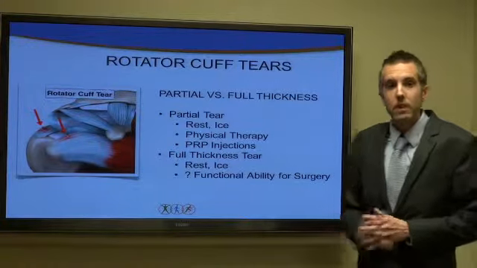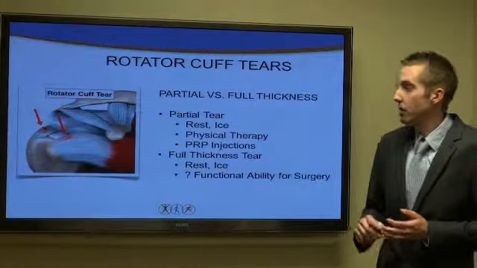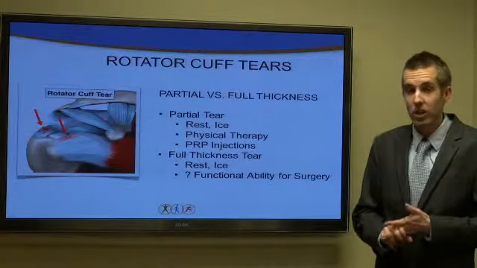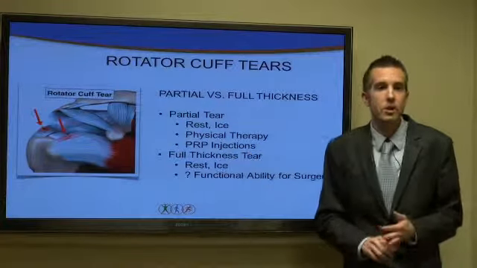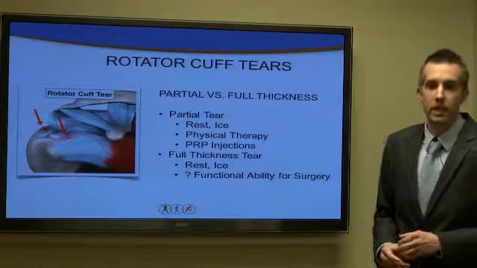If you have a tear, it doesn't always require surgery. Physical therapy, cortisone injections, and chiropractic adjustments are good alternatives for the partial tears. For the full thickness tear, you have to determine how functional the shoulder is. If you've lost complete function, then you will need to have surgery.